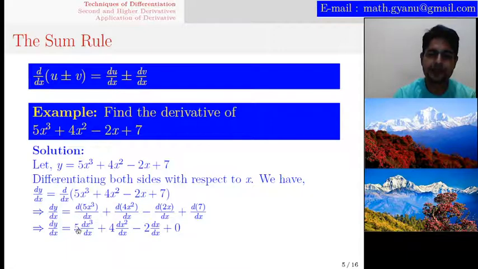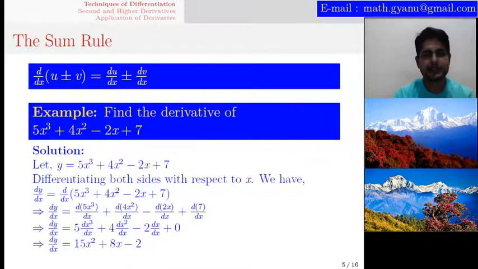So first we write 5 d by dx of x cube, plus 4, a constant coefficient, d by dx of x square, minus 2, a constant coefficient, so only the derivative of x, plus the derivative of the constant term, which will be 0. So d7 by dx is 0. Now this will imply dy by dx equal to, using the power rule, 5 times 3 is 15x square plus 4 times 2 is 8x minus 2. Finally we get the required differential coefficient.